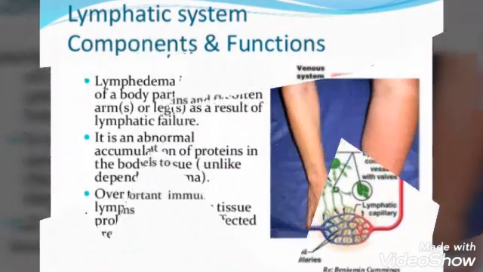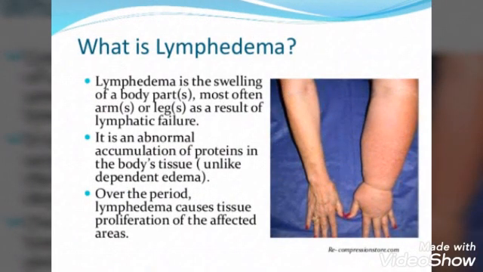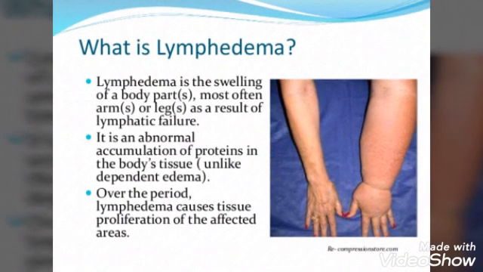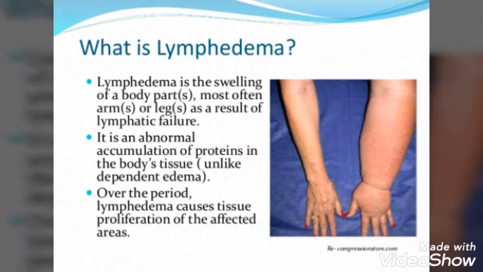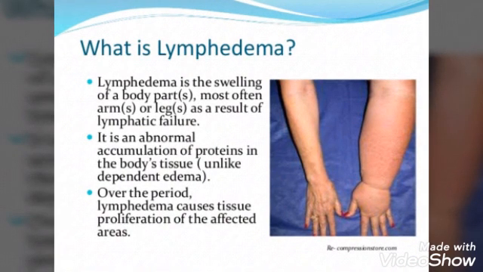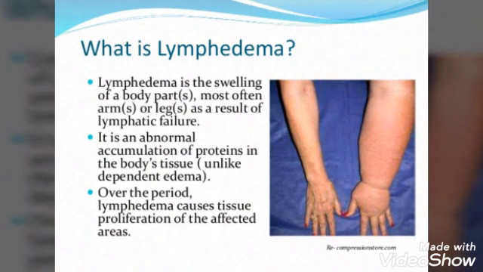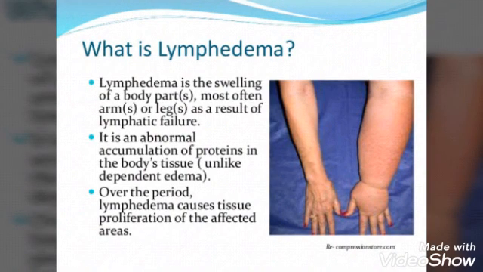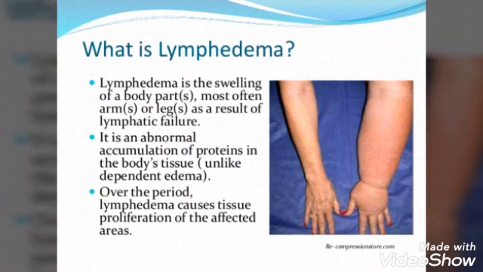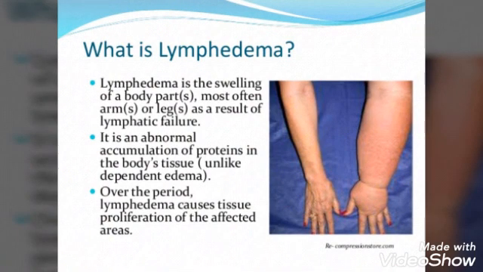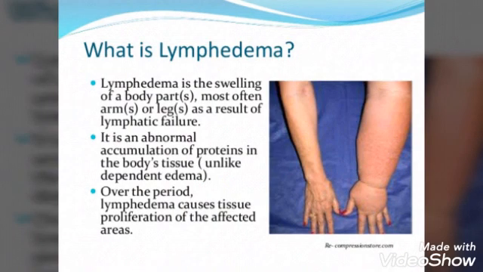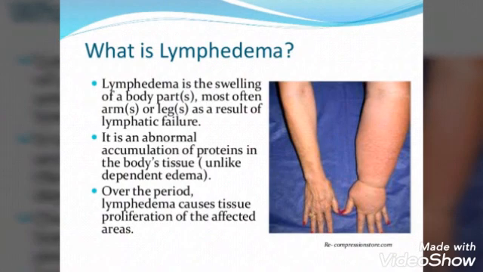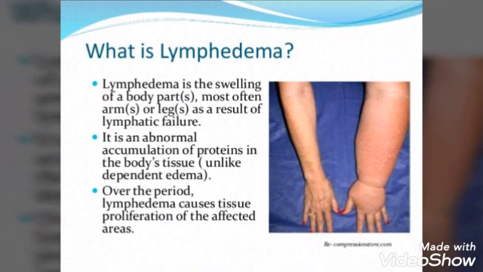Now we'll see what lymphedema is. Lymphedema is the swelling of the body parts, most often arms, legs, as a result of lymphatic failure. So it occurs due to the failure of the lymphatic system, and mainly the extremities get swollen up. It is an abnormal accumulation of proteins in the body tissue, and over a period lymphedema causes tissue proliferation of the affected area. So in this condition the proteins get accumulated in your extremities, and due to the accumulation the body parts get swollen up. So this is what lymphedema means.